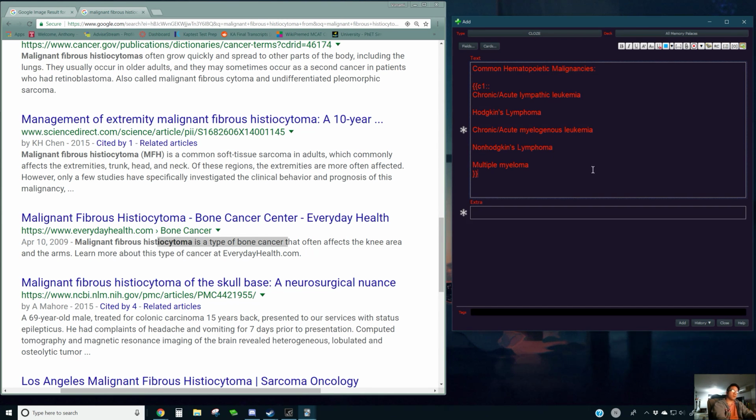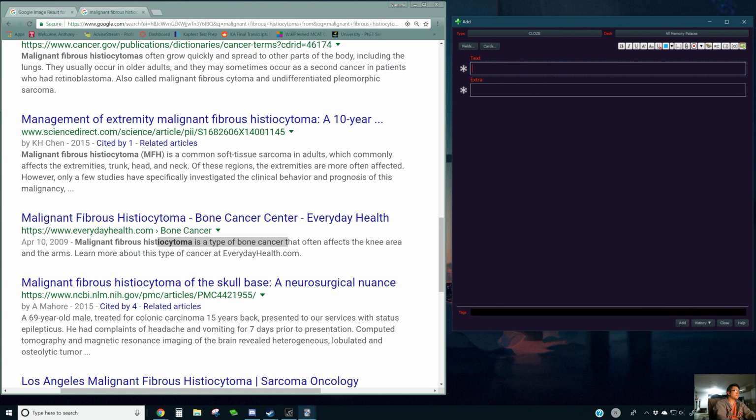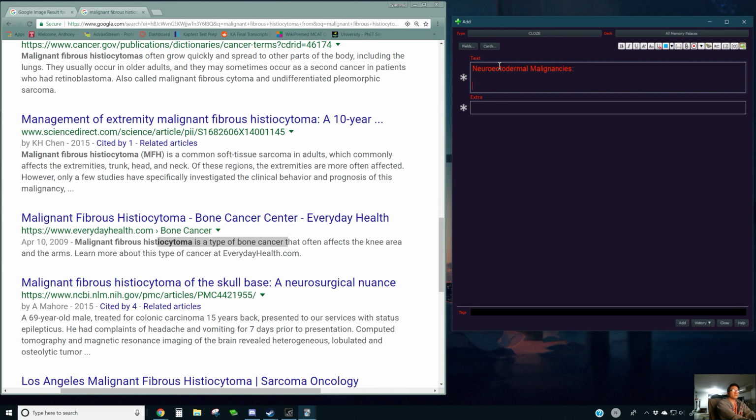That was a little difficult for me to remember, just because this was a pretty symmetrical train that I was in. So the hint would be VR train. Alright. Neuroectodermal malignancies. Alright, let's see if I can recall this.